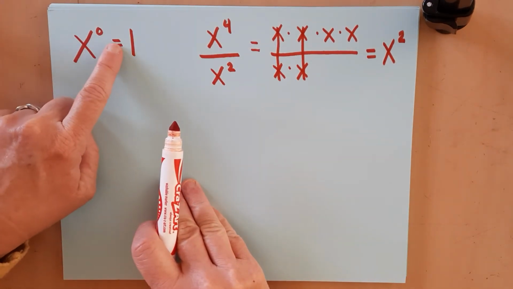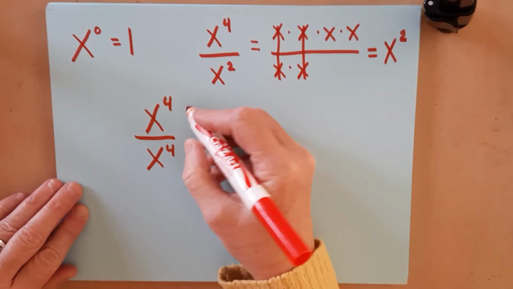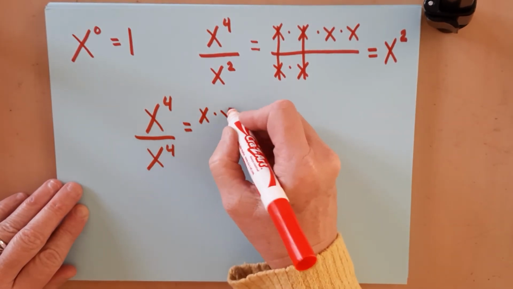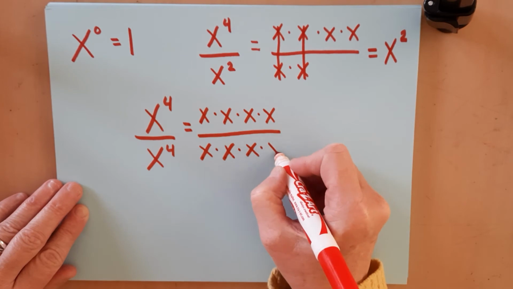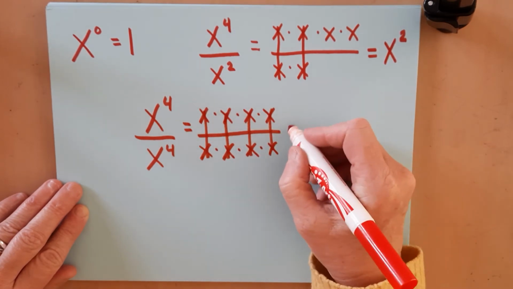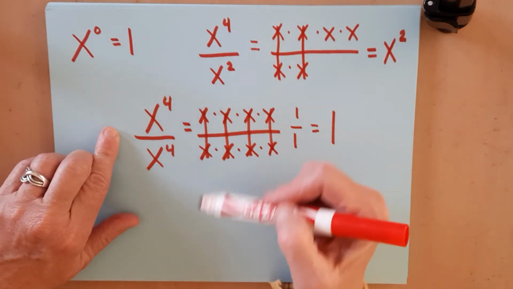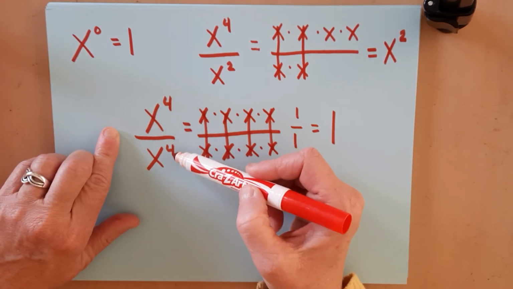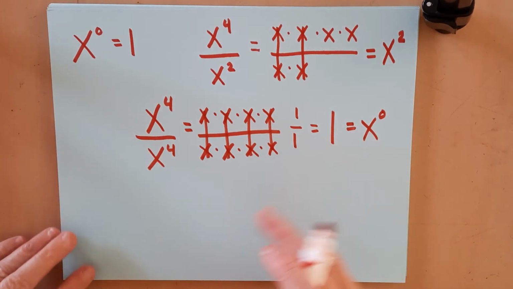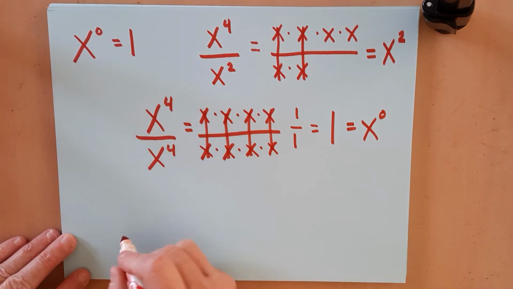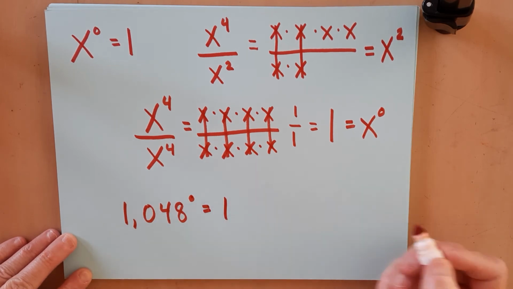So back to how x to the 0 equals 1. If we follow that logic, x to the 4th over x to the 4th equals x times x times x times x all over x times x times x times x. They all cross off, leaving 1 over 1, which is 1. And if you remember, we can also subtract the exponents to get the answer. 4 take away 4 is 0. So that would be x to the 0. And that's how you can see that x to the 0 equals 1. So anything raised to the 0th power equals 1. Even something like 1048 to the 0th power would equal 1.